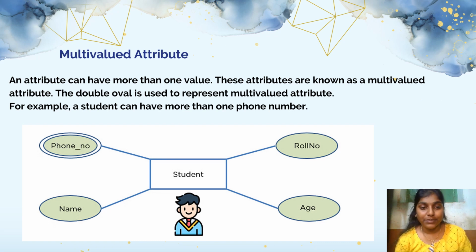So here, phone numbers can be many. If a student is there, it could be his mother's phone number, father's phone number, or his own phone number, and maybe he has two or three phone numbers. So there can be many ways to have phone numbers. It can be multiple, so it is a multi-valued attribute.